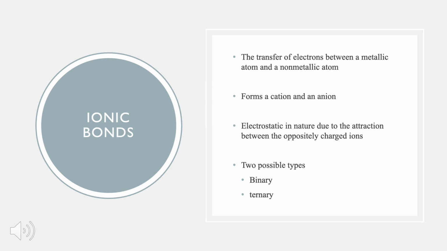They are electrostatic in nature due to the attraction between the oppositely charged ions. There are two possible types of ionic bonds: binary ionic bonds, which involve two monatomic atoms, and ternary ionic bonds, which involve one monatomic atom and one polyatomic atom.